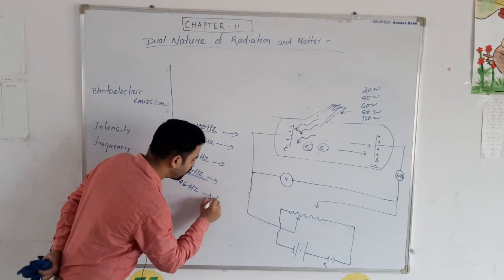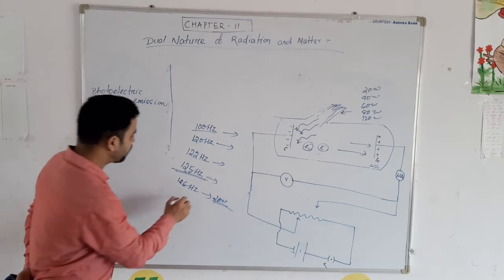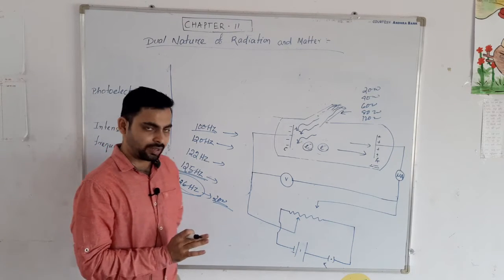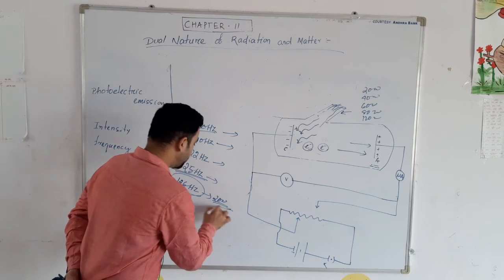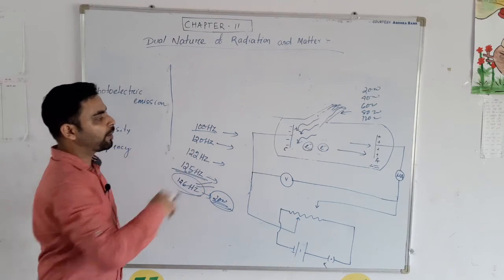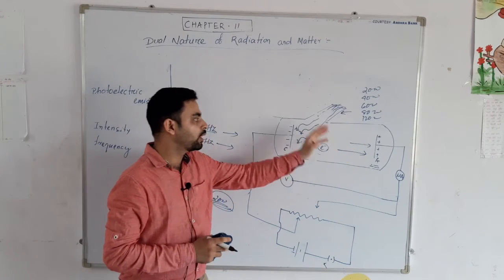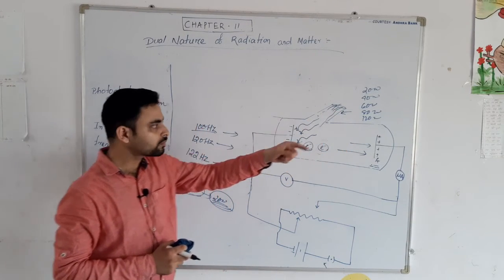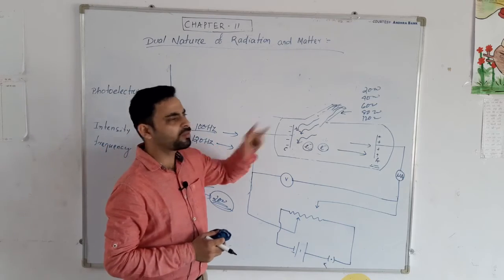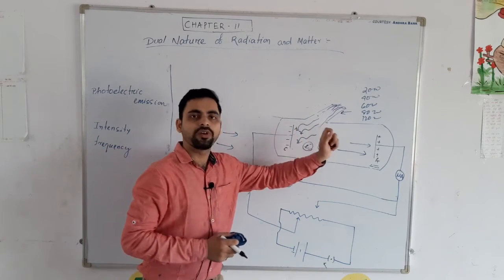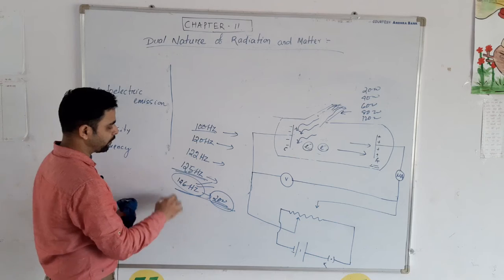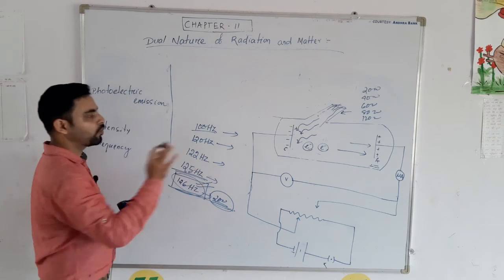However low the intensity was, in this frequency range I got current. It means that to initiate the current, the initial current does not depend on intensity, it depends on frequency. To initiate the emission of electrons, it depends on a certain range of frequency. At low frequency, electrons cannot be emitted from this plate. No matter how much you increase the intensity, current will not flow at low frequency. Only after a particular frequency will current flow. That means after 126 Hz current will flow in the circuit.